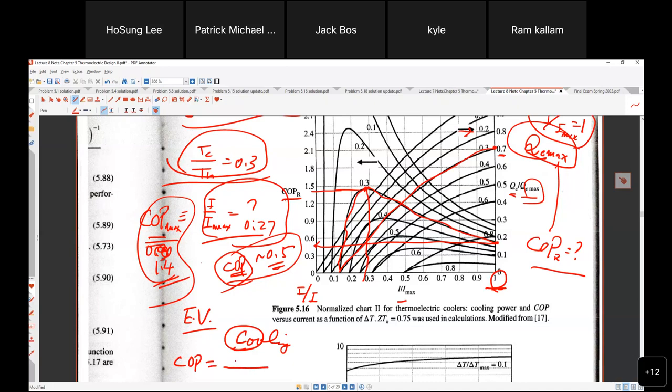COP is QC over power. If it is too low, you need a lot of power. So battery consumption is very high. In 5 hours, it ran out all the battery. It's cold winter, and in 5 hours all the battery ran out. That's not good. So they need the COP higher. They say 1.2 COP.